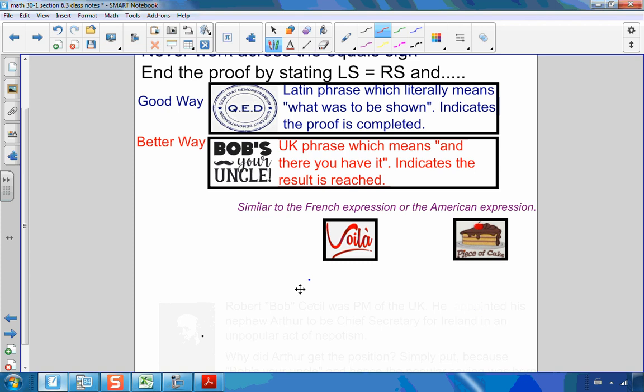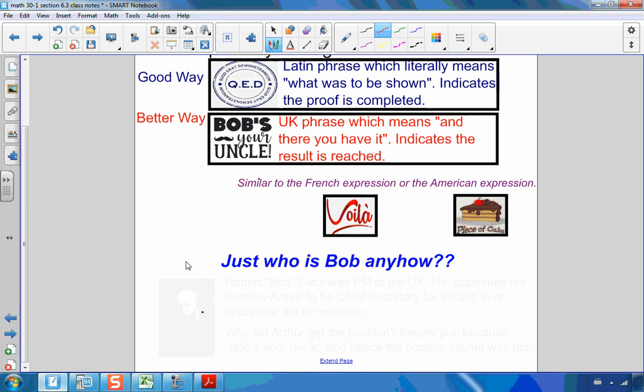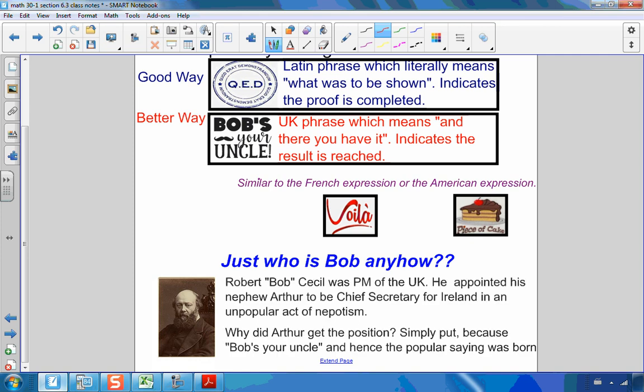So Bob's your uncle. When I heard this, I was wondering, who is Bob anyhow? Where does this come from? Because it's a really common phrase to end proofs. Well, here's Bob. Rather good looking young fellow, isn't he? His name is Bob for short. It's actually Robert Cecil, and he was a prime minister in the UK.